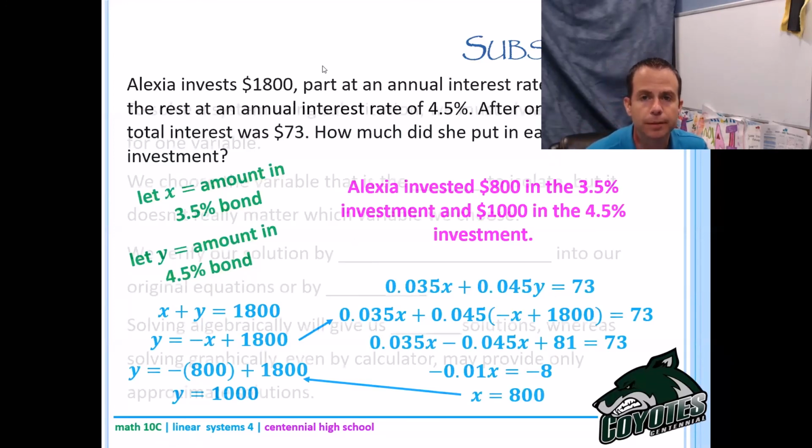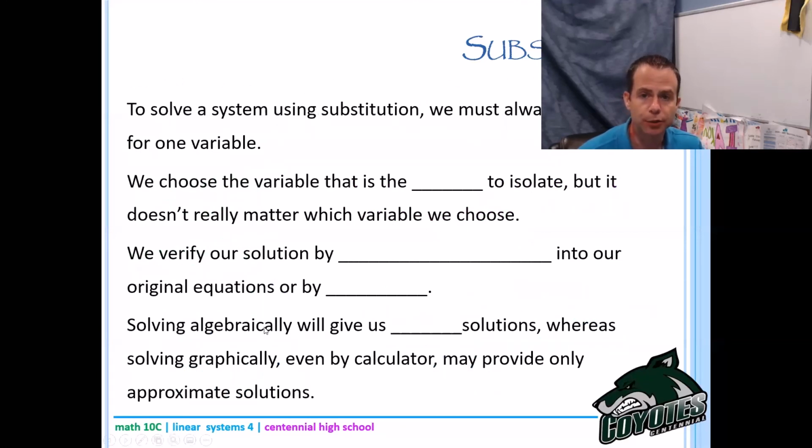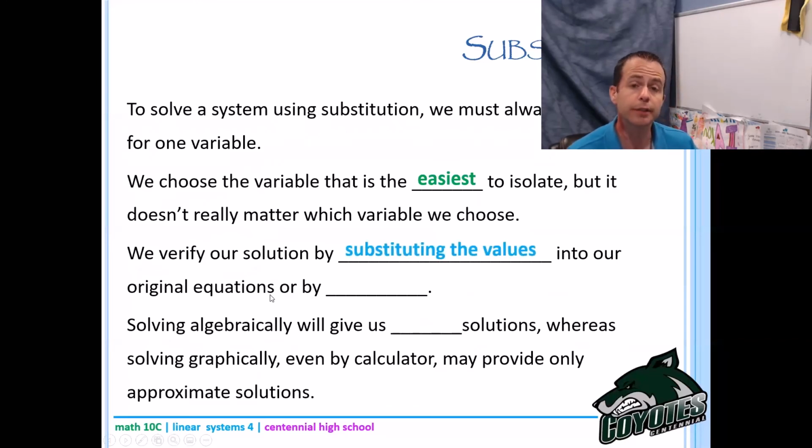Okay, good. So to solve a system using substitution, we must always isolate for one variable. Choose the variable that is easiest to isolate, although it doesn't actually matter which one you choose. We verify our solution by substituting the values into our original equation, or we could verify by graphing. Okay, if I ask you to verify on a test though, I'm expecting you to algebraically do that. Solving algebraically will give us the exact solutions, whereas solving graphically, with solutions that aren't on lattice points, your graphing calculator will only give you decimals or even approximate solutions when we get into more complicated answers. So solving algebraically is always the better way.